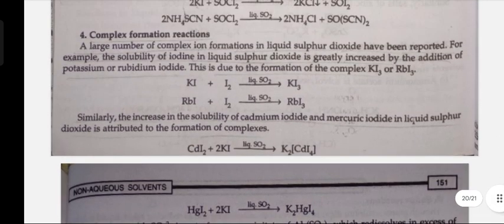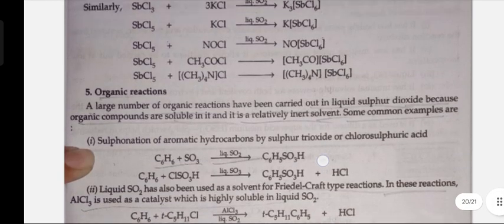The fourth type of reactions are complex formation reactions. A large number of complex ion formations in liquid sulfur dioxide have been reported. For example, the solubility of iodine in liquid sulfur dioxide is greatly increased by the addition of potassium or rubidium iodide. This is due to the formation of the complex KI3 or RbI3. Similarly, the increase in the solubility of cadmium iodide and mercuric iodide in liquid sulfur dioxide is attributed to the formation of complexes.